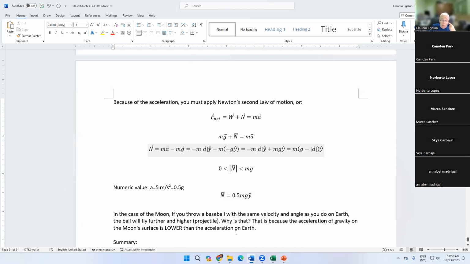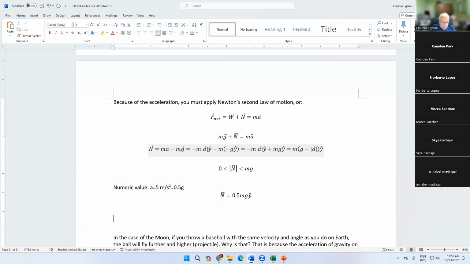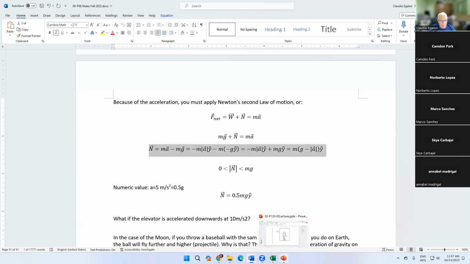Until the point... now, what happens when the acceleration becomes 10 meters per second squared? What happens when the elevator is accelerated downwards at 10 meters per second squared? You just apply the equation that we got here. Okay, look what we get.